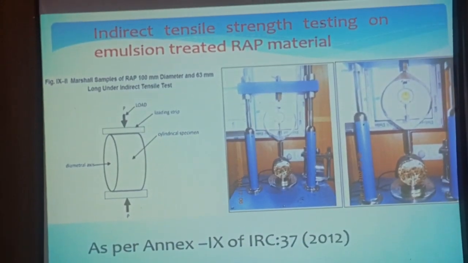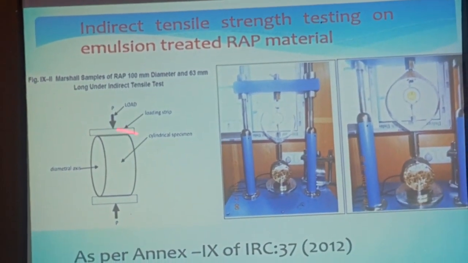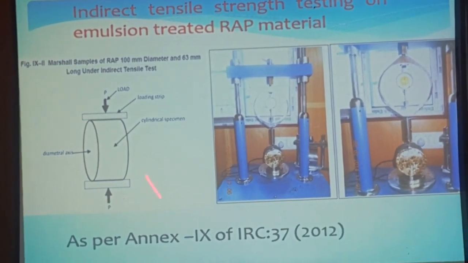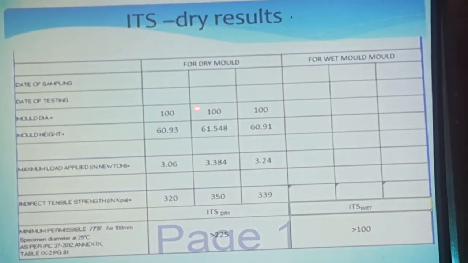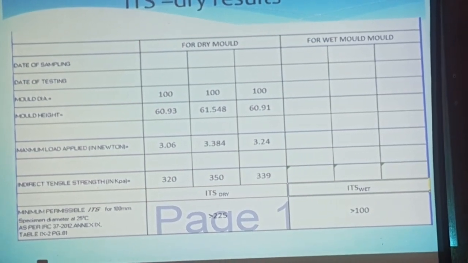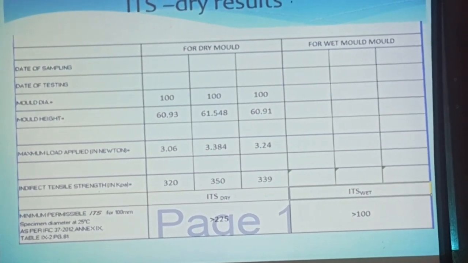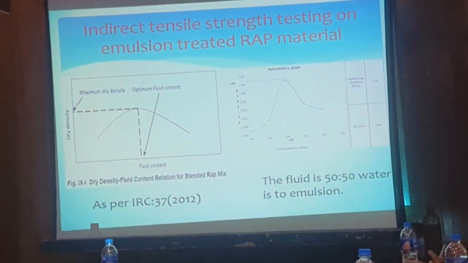I have tried this also in the Pangarh Mogra Road. This is the indirect tensile strength apparatus. And these are the tests with the indirect tensile strength molds with emulsion treated RAP material. And these are the mix designs.